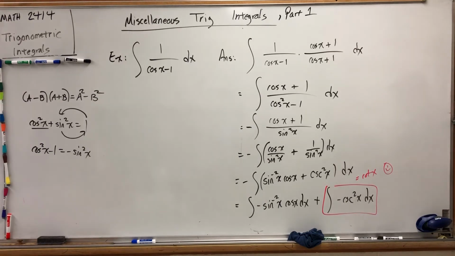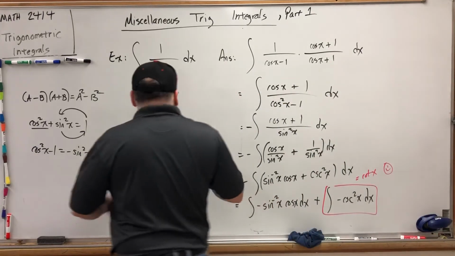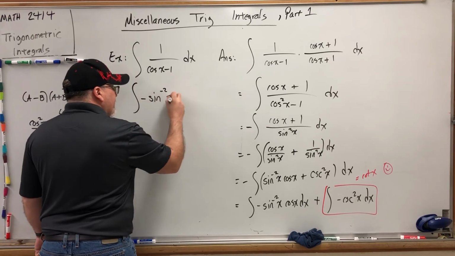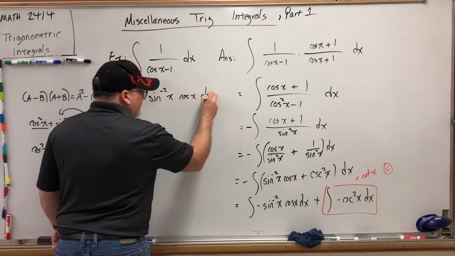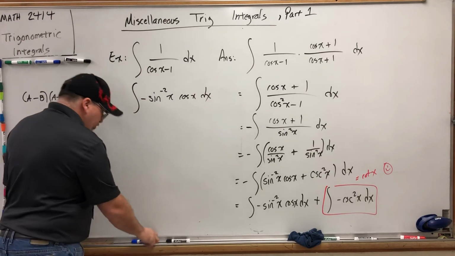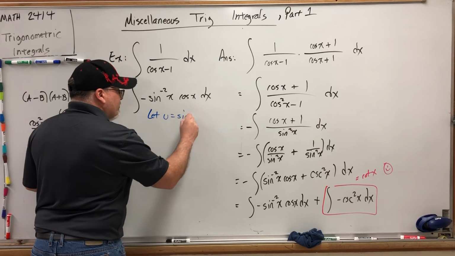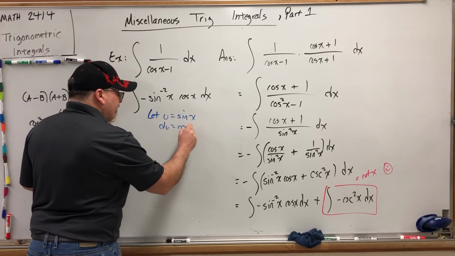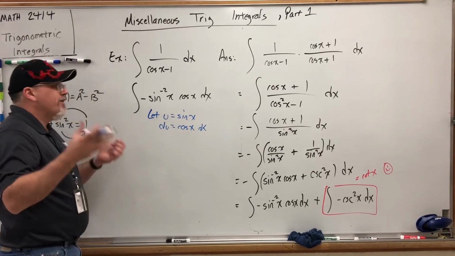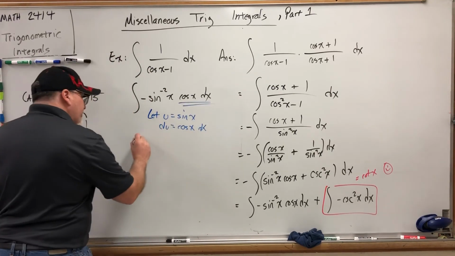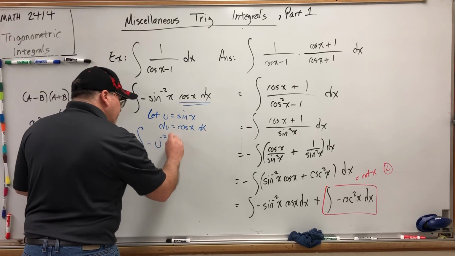But how are we going to integrate negative sine to the negative 2 power of x cosine x dx? Let's move that over here. Negative sine to the negative 2x cosine x dx. And the answer is, with a little bitty substitution, if we let u equal sine of x, then du is equal to cosine of x dx. This is standard sine-cosine product integration technique. All this becomes du, so this is the integral of negative u to the negative 2 du.